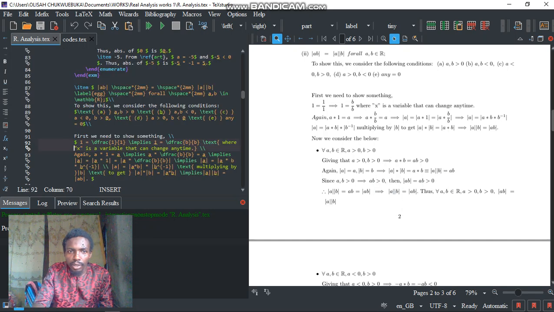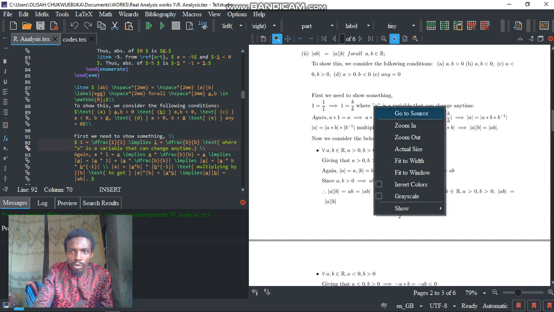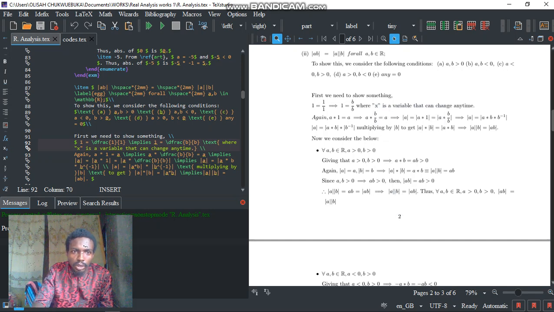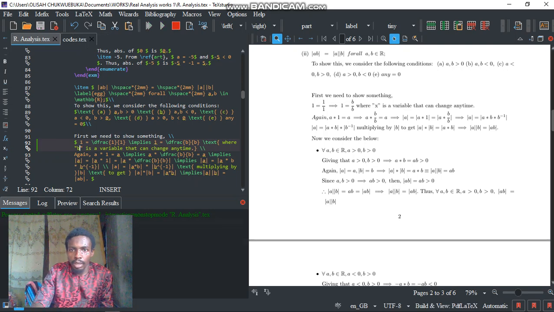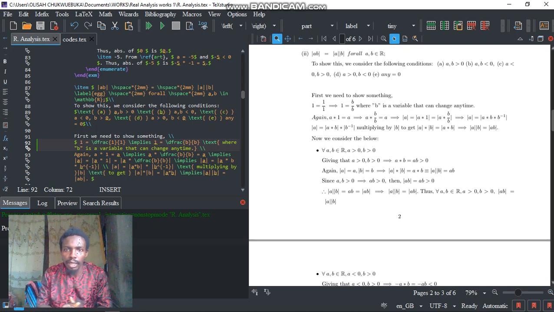One of the advantages of this LaTeX is that you quickly go to the source, see it here, and change it ASAP. I made a mistake here saying that where x is a variable, but now it says where b is a variable that can change at any time.